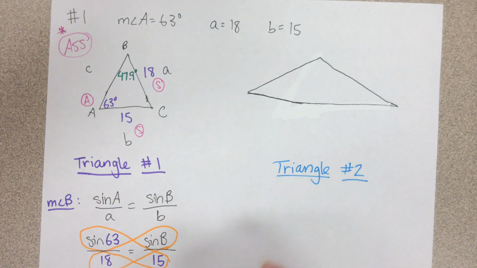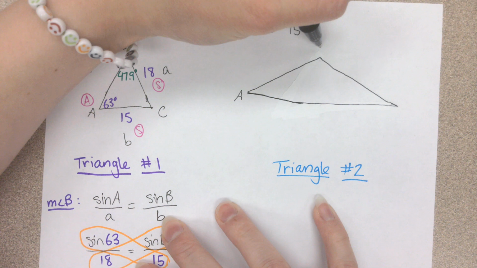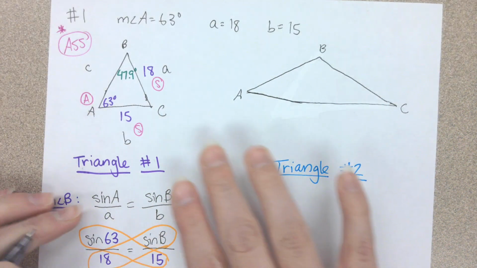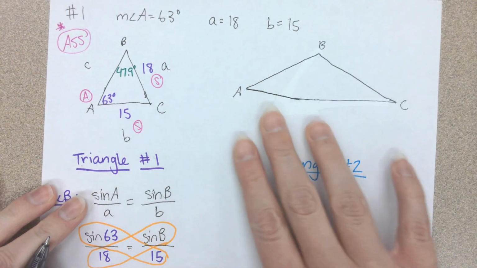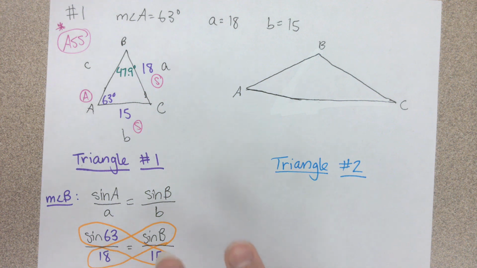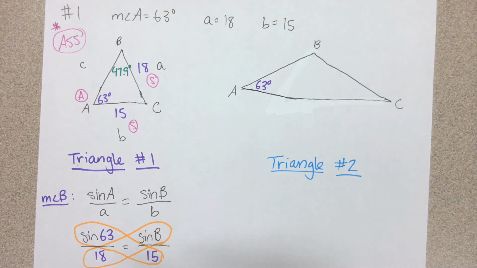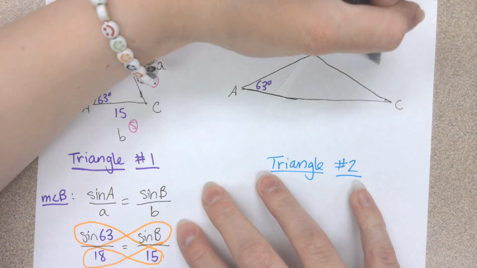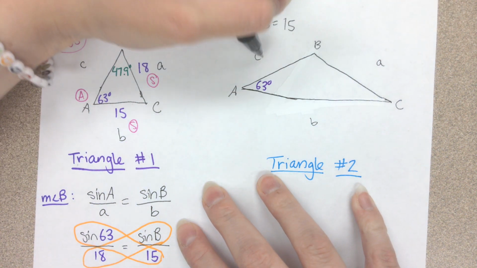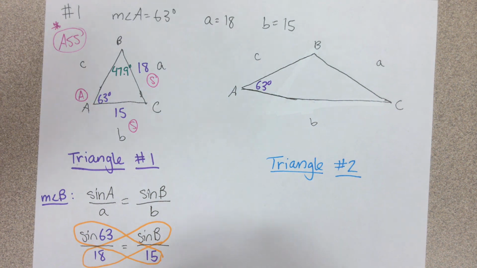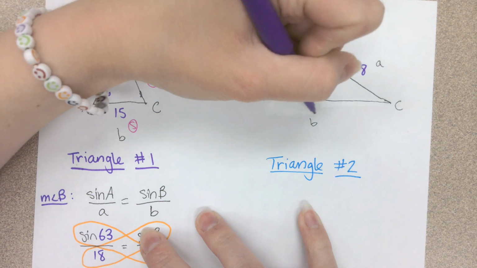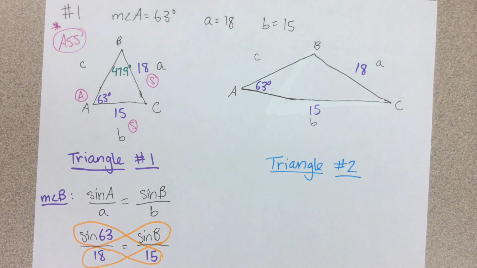Okay, so this is triangle number 2, ABC. And when you draw triangle number 2, everything given remains the same. So that information doesn't change. A is still 63 degrees. And then let me label the sides. Side A is still 18 and side B is still 15. So that part remains unchanged.